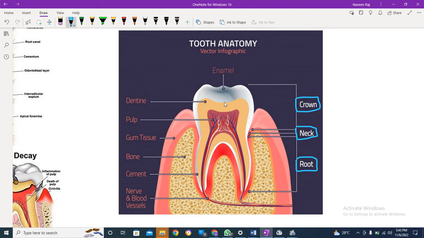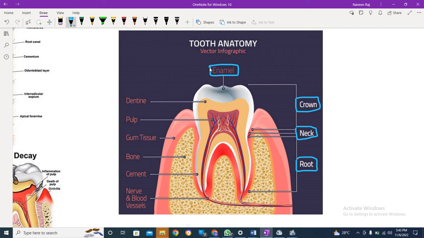The hardest and whitest and uppermost part of the tooth is the enamel. I'm telling you very important points. You need to write down whatever I'm saying, or repeat the video again and again, because whatever I'm saying is very important. The enamel is the uppermost part of the tooth, or the uppermost part of the crown, and that is the hardest part in the living organism.